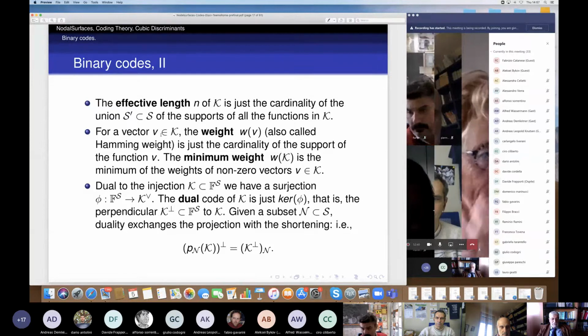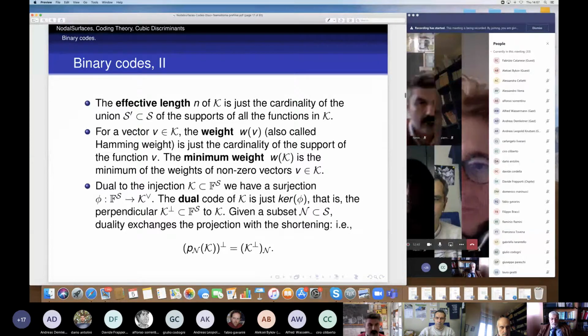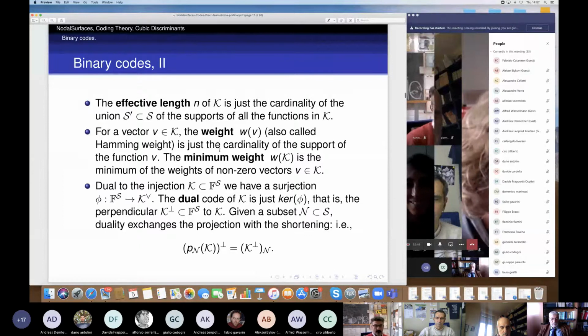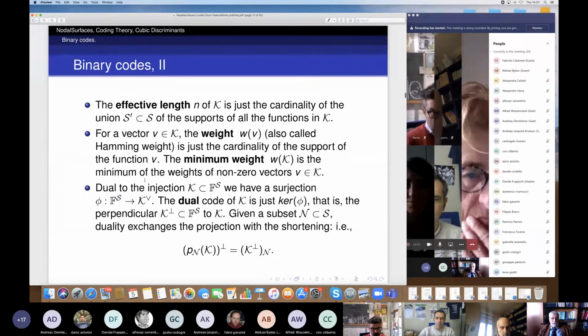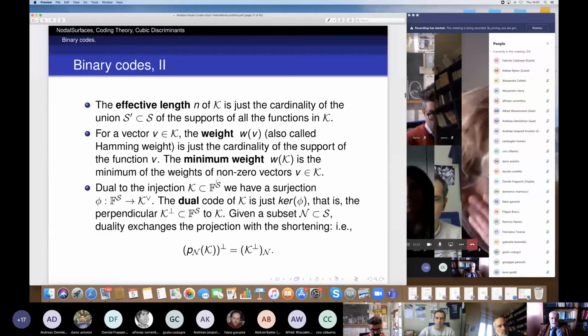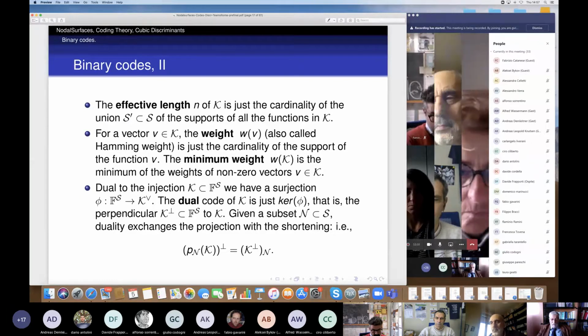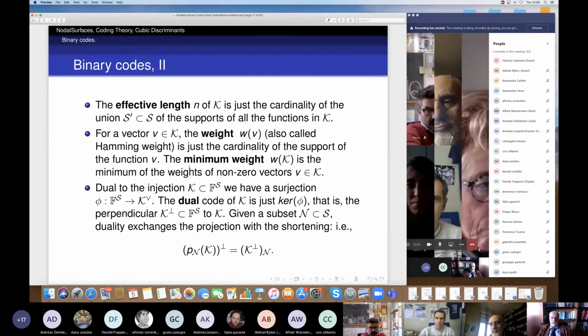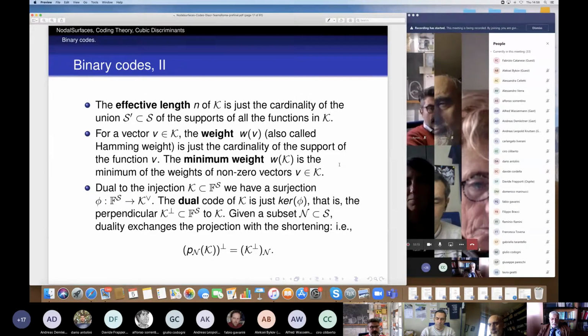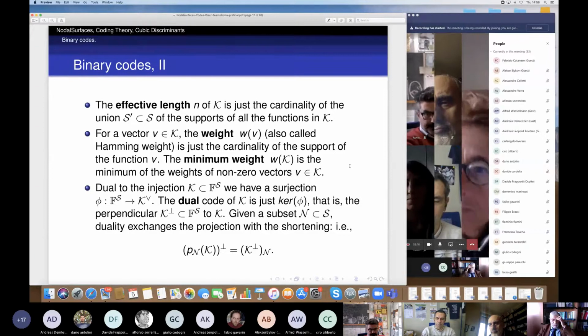And for a single vector, which is a function, the weight, also called Hamming weight, is just the cardinality of the support of the function. The minimum weight is the minimum of the weights of the non-zero vectors. And this minimal weight is also called the Hamming distance of the code, because when you want an error correcting code, you can correct as many mistakes as half of this weight. So that's why Hamming introduced some codes.